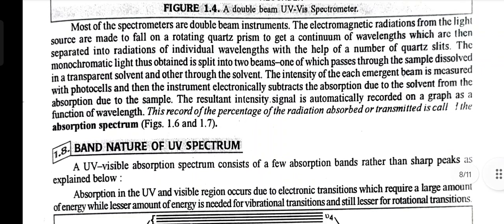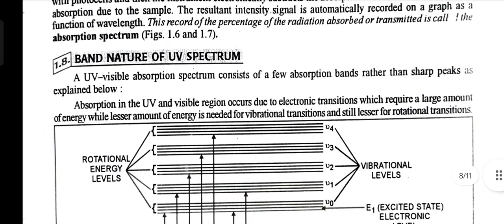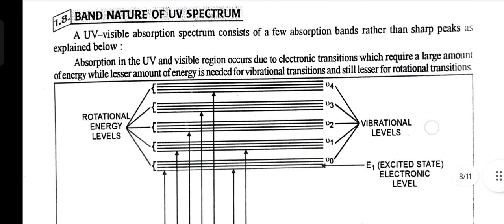Band nature of UV spectrum. A UV visible absorption spectrum consists of a few absorption bands rather than sharp peaks, as explained below. Absorption in the UV and visible region occurs due to electronic transitions, which require a large amount of energy, while a lesser amount of energy is needed for vibrational transitions and still less for rotational transitions.